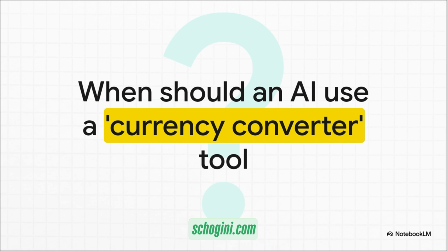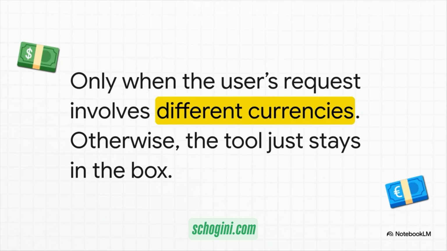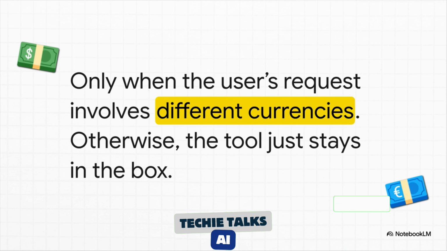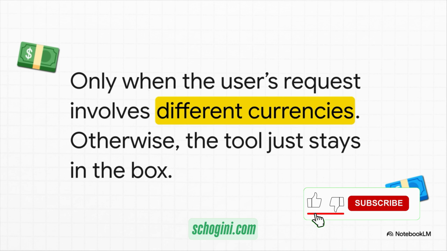When do you think is the right time for it to pull that tool out? Exactly. It seems totally obvious to us, but you have to actually program that logic in. The agent has to be smart enough to say, okay, the user mentioned dollars and yen, now I'll grab the currency converter. Otherwise, that tool just stays on the shelf. That's what real efficiency looks like.